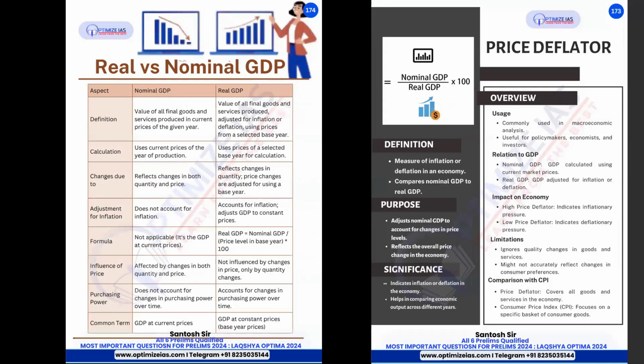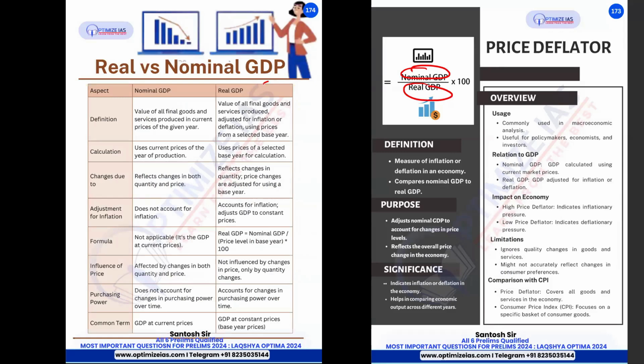The next topic, which is very important, is the real and nominal GDP. Guys, real and nominal GDP, the only difference is about what? Only difference is about the inflation. The real GDP accounts for inflation. Okay. Whereas the nominal GDP does not account for inflation. Related concept is the concept of price deflator. Okay. Which is related to this concept of nominal GDP and the real GDP.